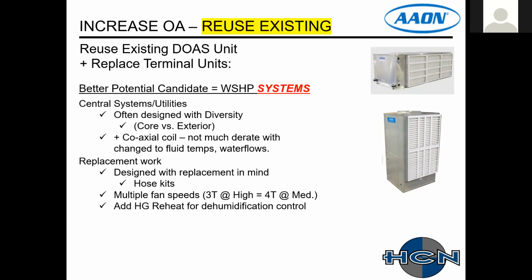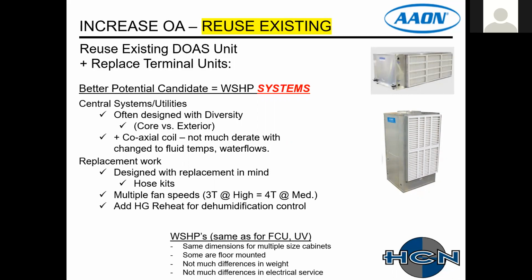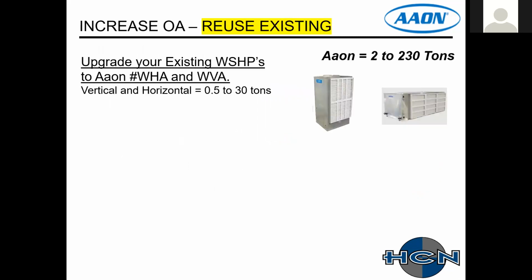Most of the times, or almost all the times, they have hose kits to be easily disconnected. The units have multiple fan speeds where you probably would not have to change your ductwork. A 3-ton unit at high is approximately the same as a larger 4-ton unit run at medium speed. And then also with that replacement work, you could add hot gas reheat to provide additional humidity control, all right? And then once again, the water source heat pumps have the same features as the fan coils in terms of dimensions and not many small differences, right?